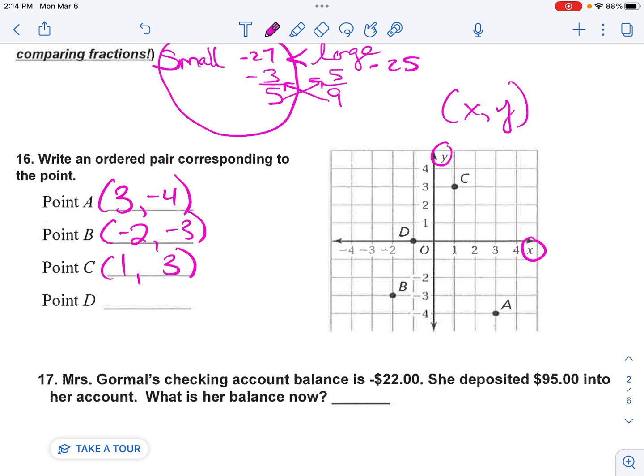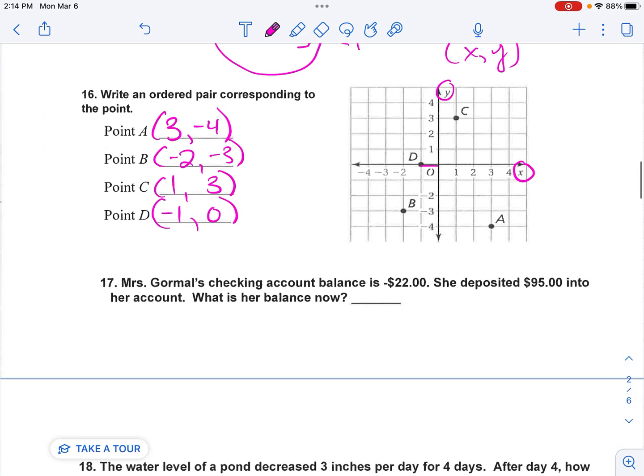And then D, I'm going to the left 1, which is -1. And I'm not going up or down at all. I'm staying, so -1, 0.